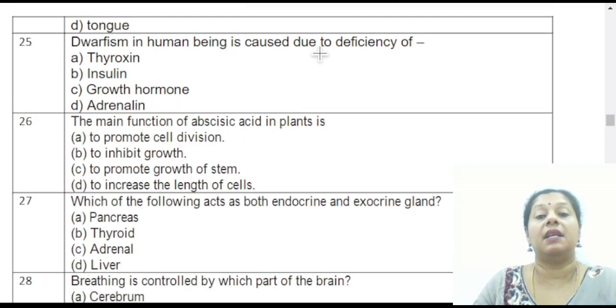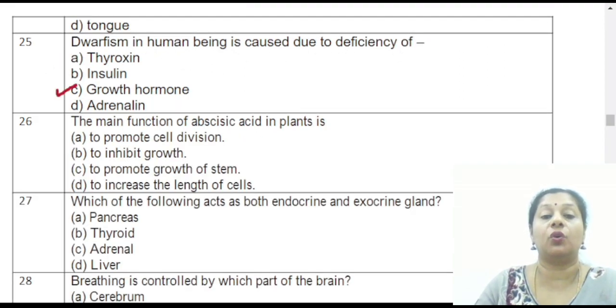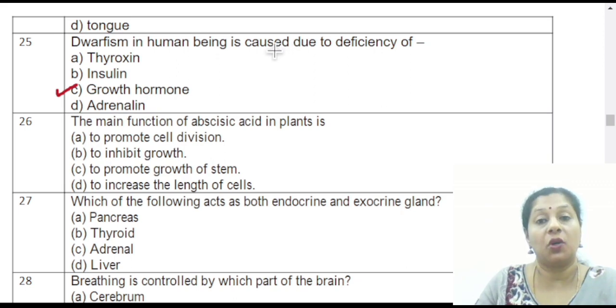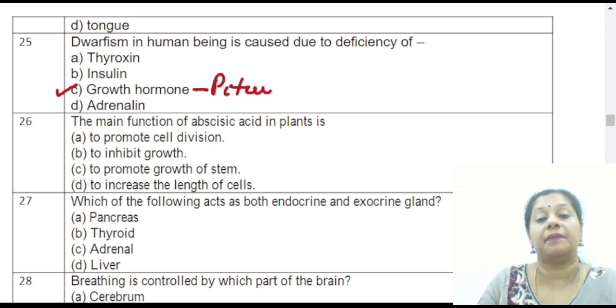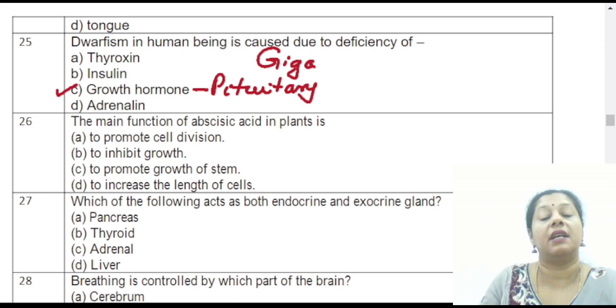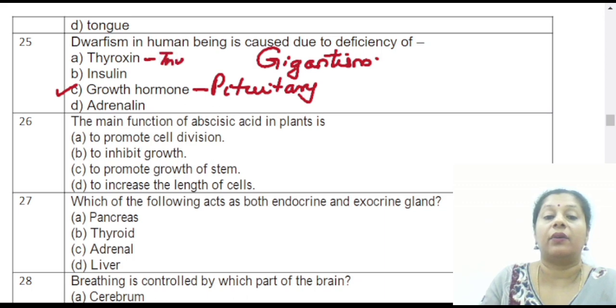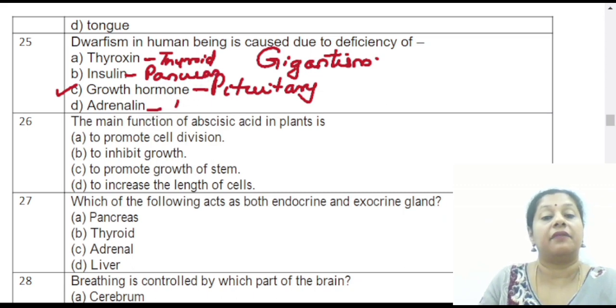Dwarfism in human beings is caused due to the deficiency of growth hormone. So if growth hormone is not secreted in proper amount, it will result in dwarfism. It's secreted by the pituitary gland. And if there is excess secretion, it can cause a condition called gigantism. And thyroxine, you know, is secreted by the thyroid gland. Insulin is secreted from the pancreas. Adrenaline is secreted from the adrenal gland.